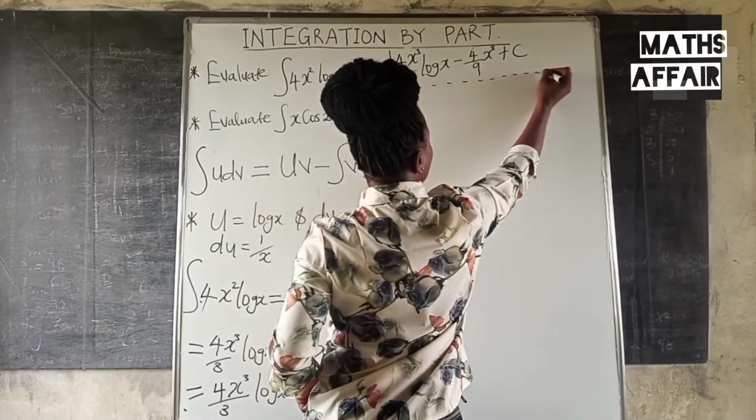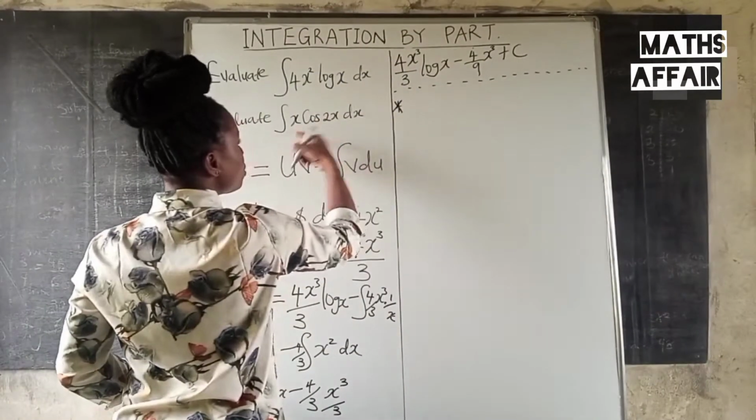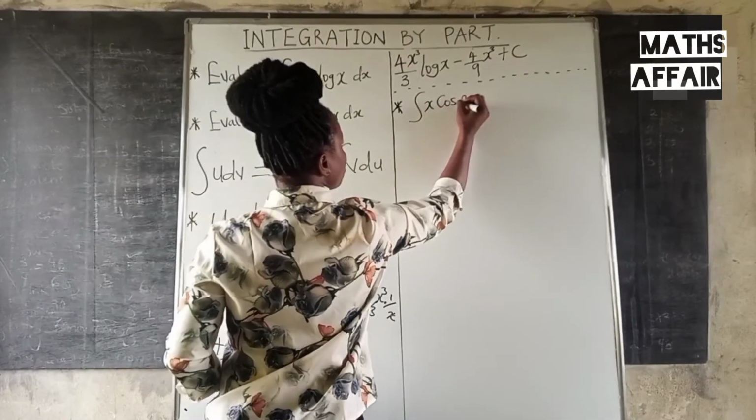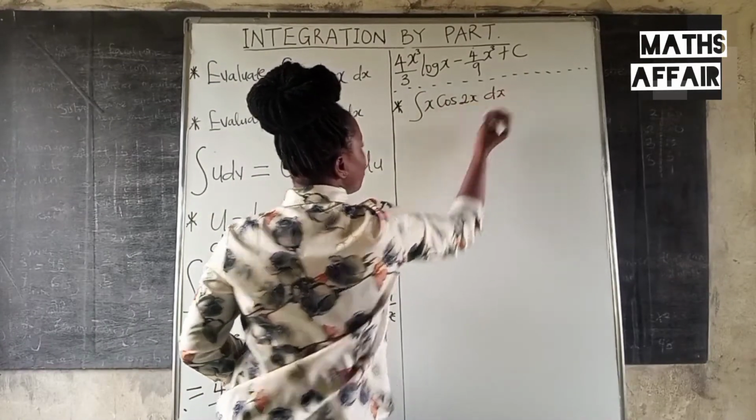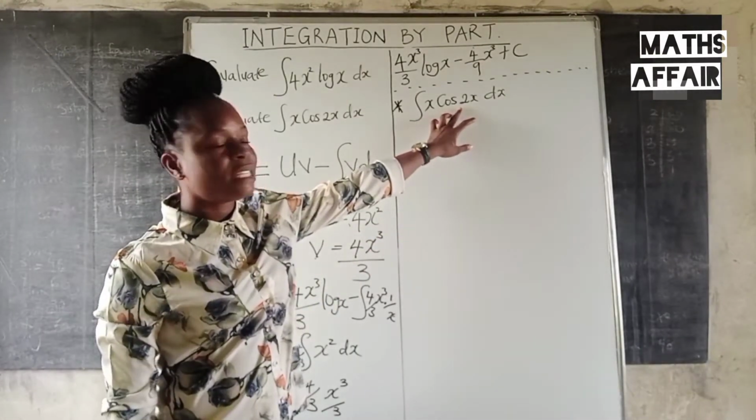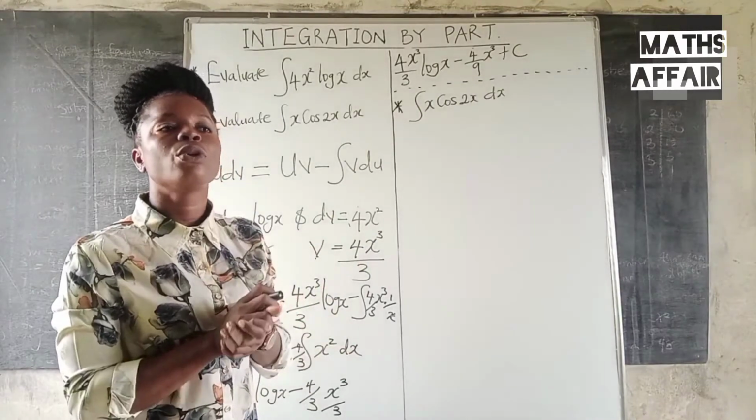So this is where the first one starts. We want to integrate this function x cos 2x dx. Now remember what I told you there. For you to pick your u and your v is very important. If you pick the wrong u, you'll be suffering.